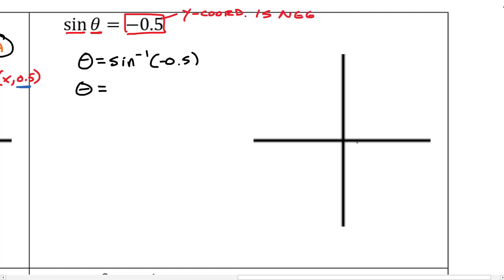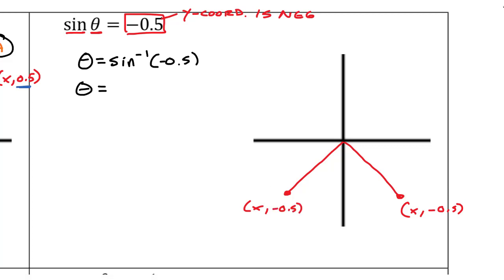Well, where do you have negative y-coordinates? You have them in these quadrants. So I'm going to draw a line into these two quadrants. That is where my y-coordinate is negative. Some x-coordinate, we don't care. The y-coordinate is negative 0.5. Now, the two angles I can tell you right now we have to find are these two. One from here to here, and another one from here to here. So I know what I need to find before I've even gone to my calculator.